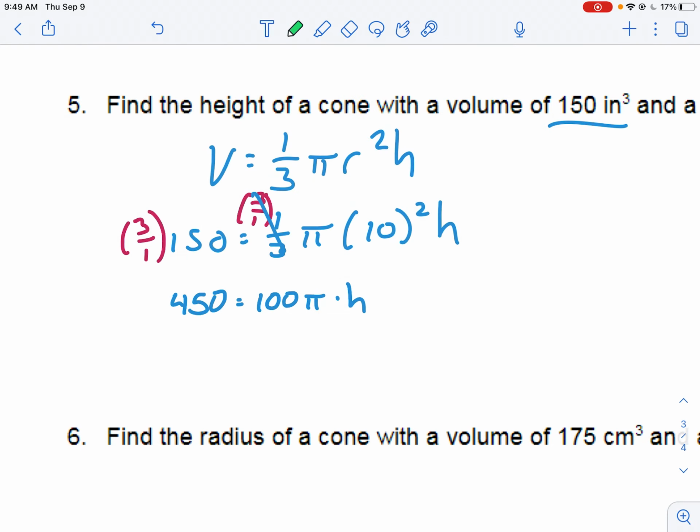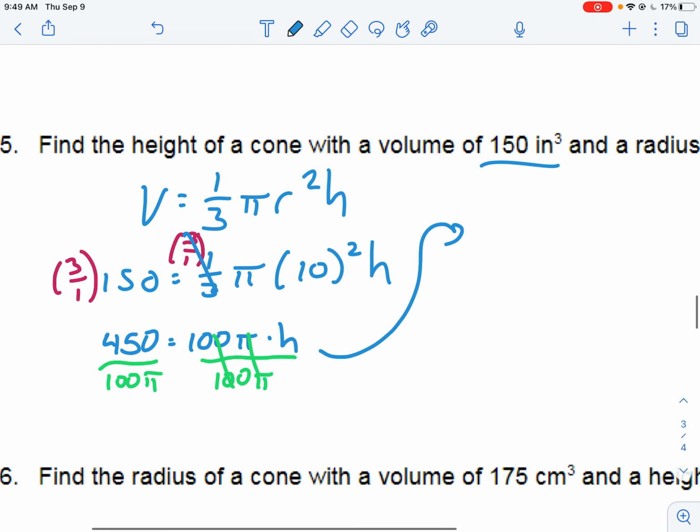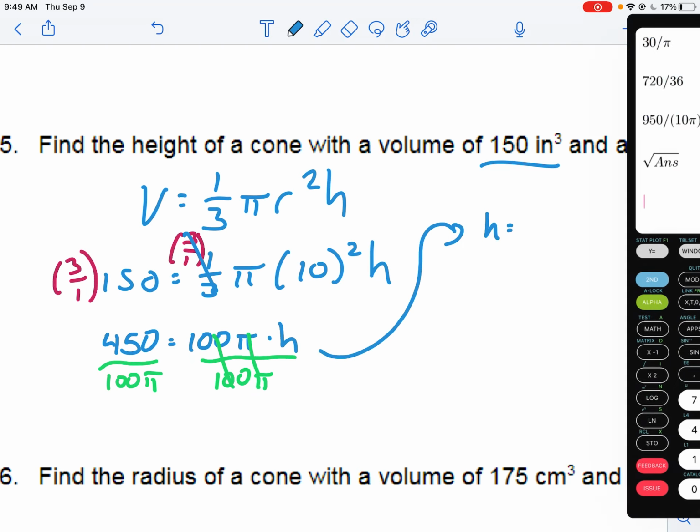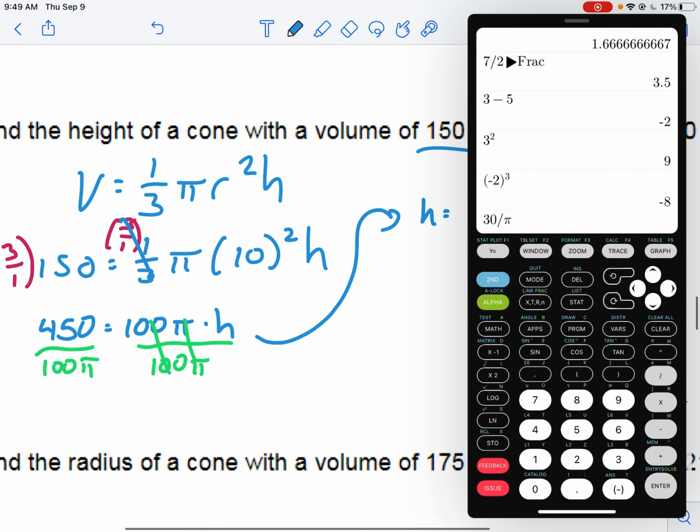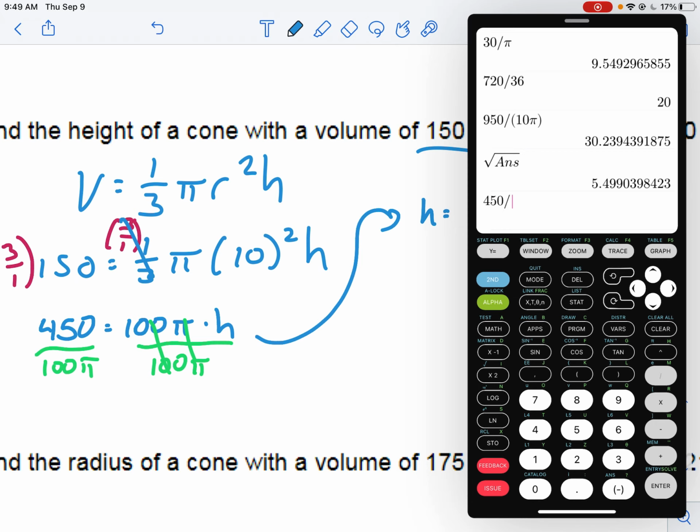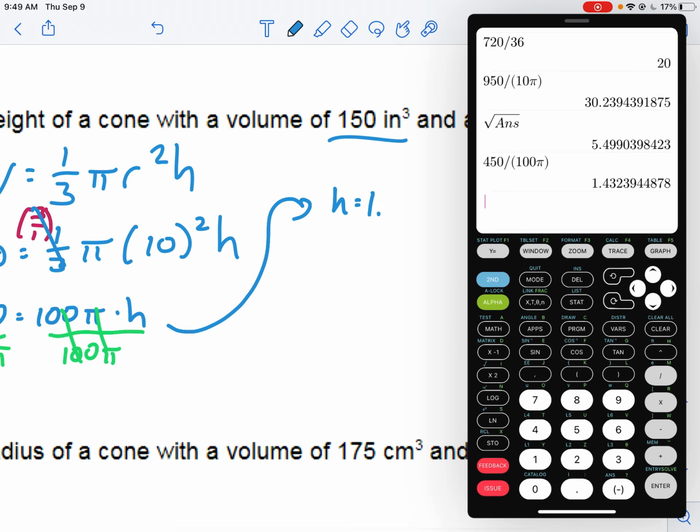And now I can just go back to my calculator and divide by 100 pi. And those cancel. So I get height equals, and I'm going to go back to my calculator. What is that? 450 divided by, again, since I'm dividing by 100 and pi, I need to put that in parentheses. Close parentheses. There you go, 1.4. And it looks like that's inches.